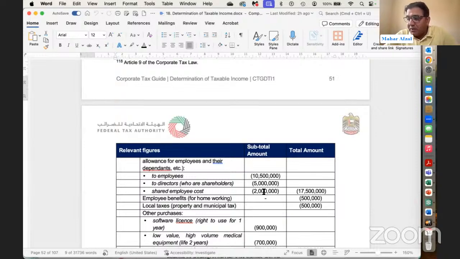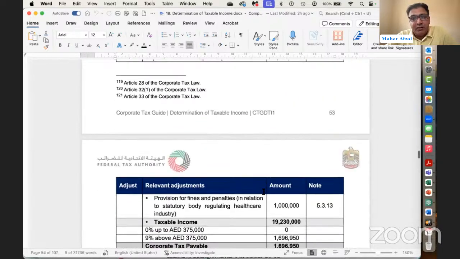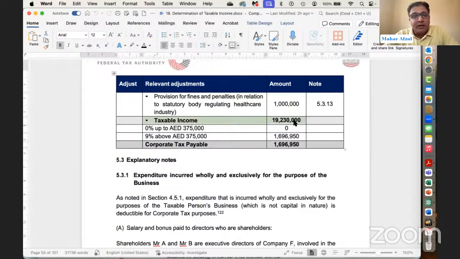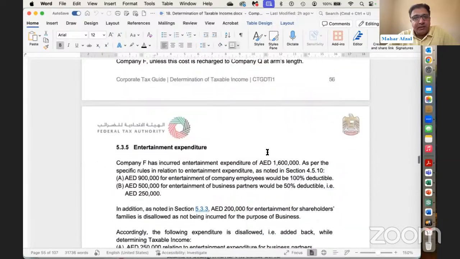So my answer is coming to 19,230. This is my taxable income. As we discussed, we make all adjustments. We have taken the accounting profits, made all the adjustments, and arrived at the taxable profits. Is there any carry forward tax loss? No, not given in this question. So up to 300, 0%, then 9%. This is your taxable income. I believe everybody will be clear on this. Quickly, we can jump to the next.